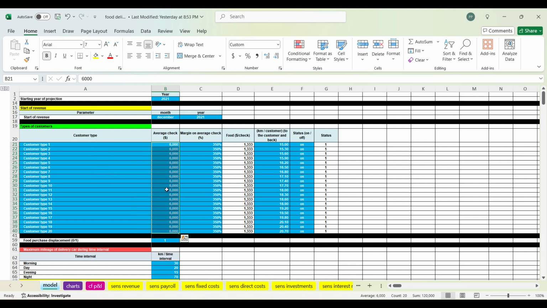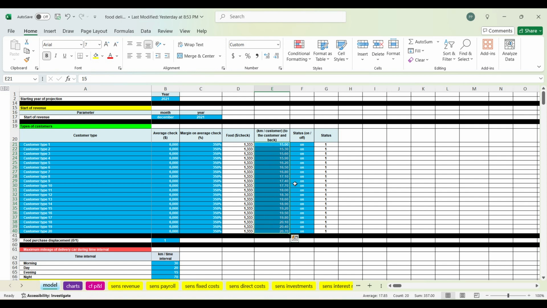Then we need to specify the margin that we are adding to the food costs. This column will automatically represent food cost inside the check for each type of customer. Here we can also specify the mileage to the customer and back. This will affect fuel costs, car maintenance, and so on.